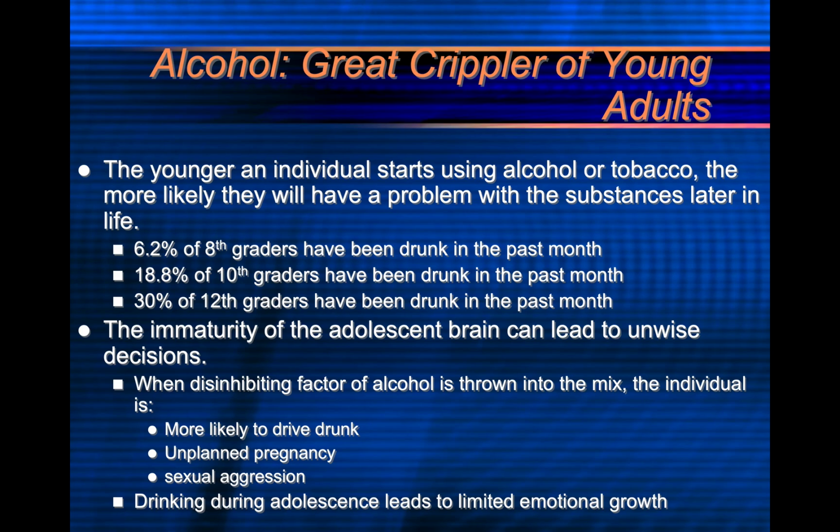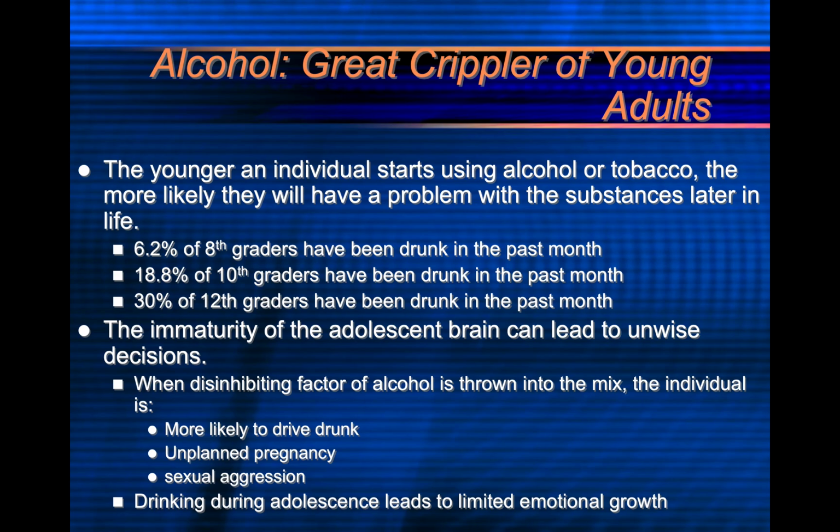The immaturity of the adolescent brain can lead to unwise decisions. When the disinhibiting factors of alcohol are thrown into the mix, the individual is more likely to drive drunk, more likely to have unplanned pregnancies, and more likely to suffer from sexual aggression. Drinking during adolescence leads to limited emotional growth. The truth is that when you start drinking alcohol, your brain stops maturing.